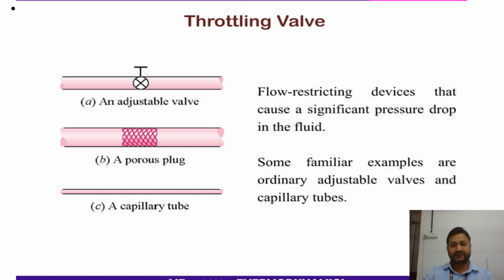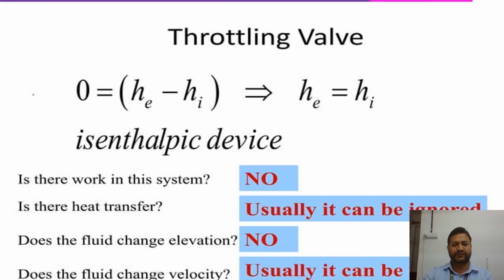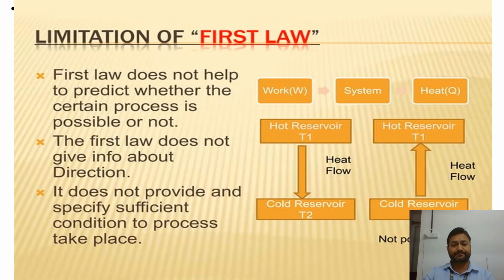Now what is the special feature of these throttling devices? These are isenthalpic processes. Where we apply the steady flow energy equation, we get this expression. All the parameters like work done, heat transfer, change in height and change in velocity are 0 or negligible. So the only thing we are left with is H2 minus H1. It automatically means it is equal to 0, H2 will be equal to H1, meaning their enthalpies are the same. That is why we call the throttling process an isenthalpic process. Clear?